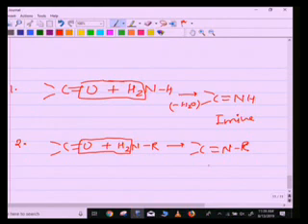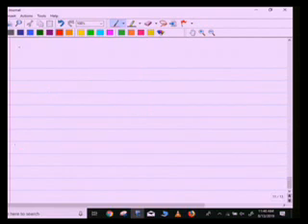This compound which is formed here is also known as Schiff's base, which we are going to discuss in coming classes. It is a very important compound for us to differentiate between some aldehydes and ketones. So the common name of this compound is Schiff base, and the next one is H2NR. Alright, the third one.